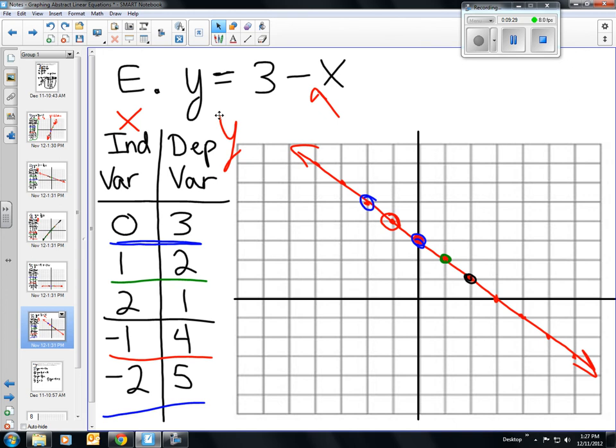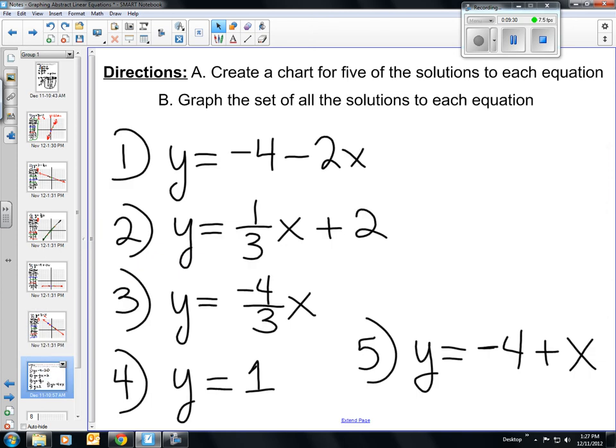So tonight for your homework, you're going to have 5 problems to work from. And the directions, again, are A, to create a chart for 5 of the solutions to each of the equations, so numbers 1 through 5, and then graph the set of all the solutions to each equation. So you have 5 problems to work from, and this will be due on Wednesday.